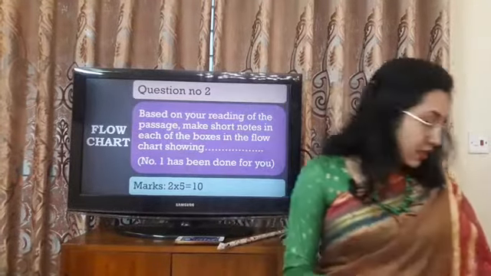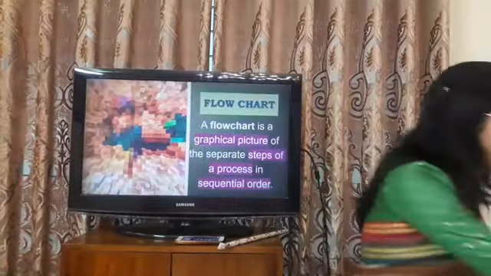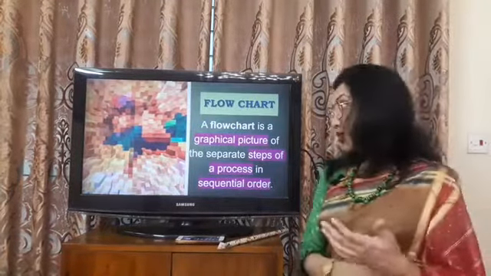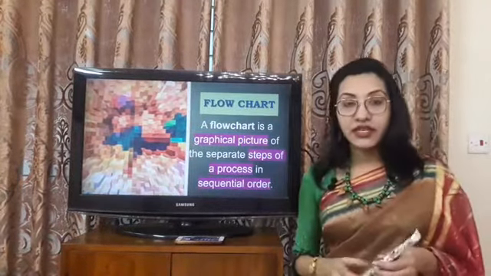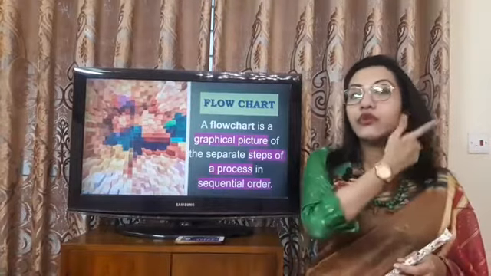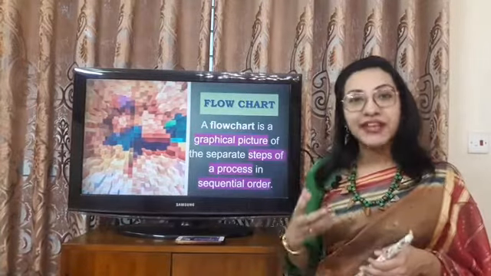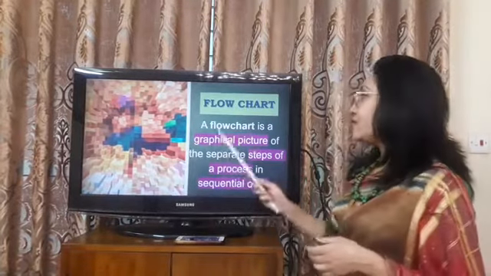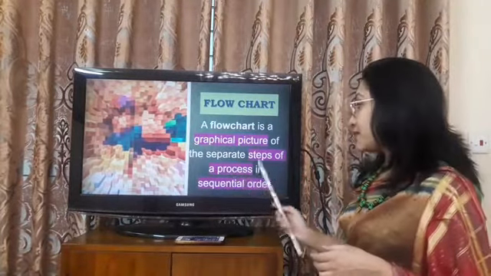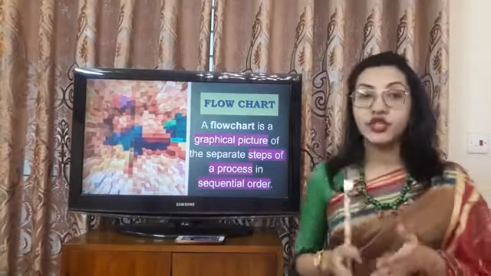So let's see how we can write a flowchart. Okay, what is a flowchart? This is a kind of revision basically. First of all, we are going to go through what we learned last week so that it's going to remind you of all the things. A flowchart is a graphical picture of the separate steps of a process in a sequential order.